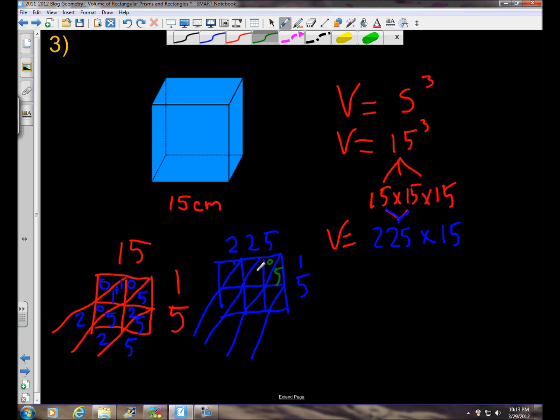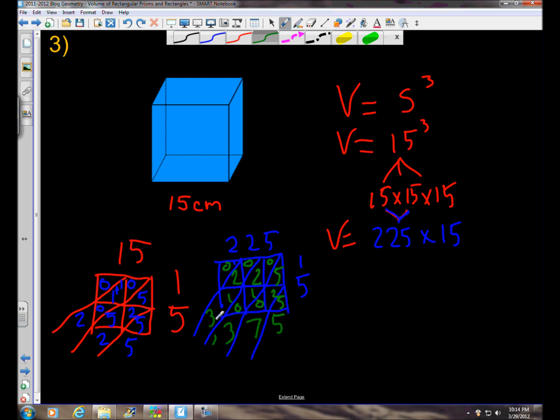1 times 2. 1 times 2 once more. Move down to the 5. 5 times 5, 25. 5 times 2 is 10. And 5 times 2 is 10. You can add them up. 5 plus nothing else would be 5. 5 plus 2 is 7. 2 plus 1 is 3. And 2 plus 1 is 3.